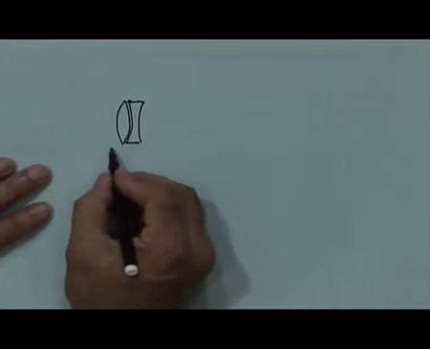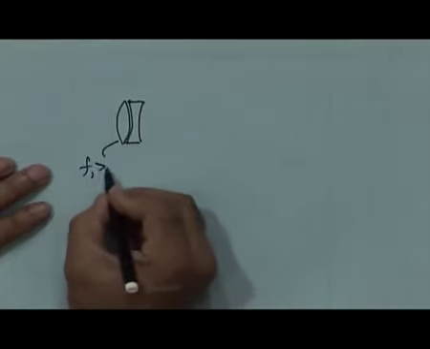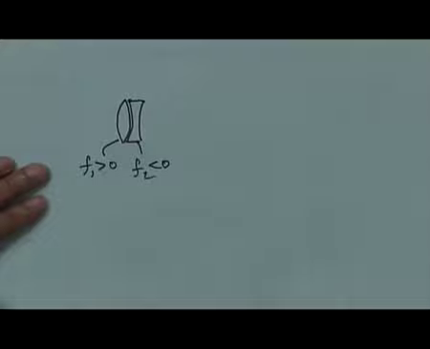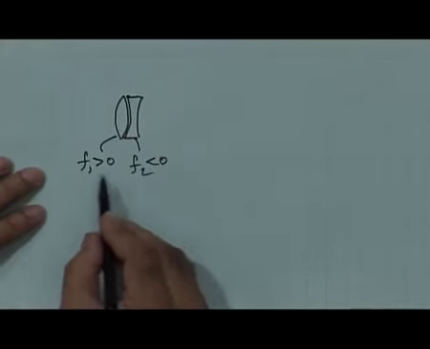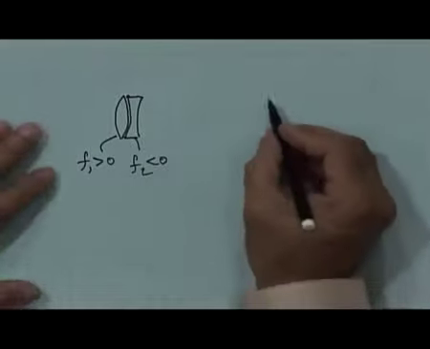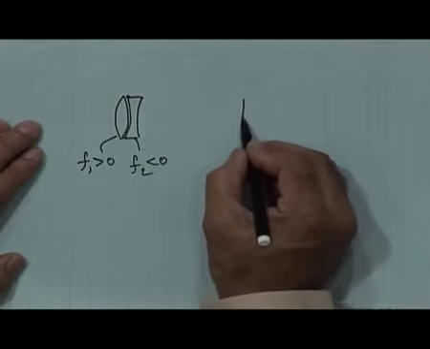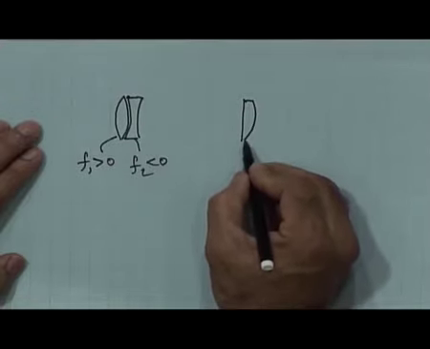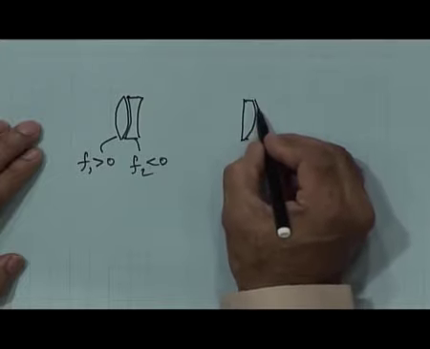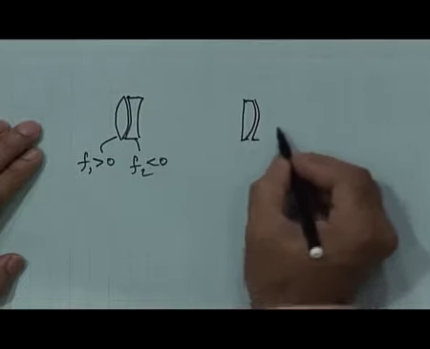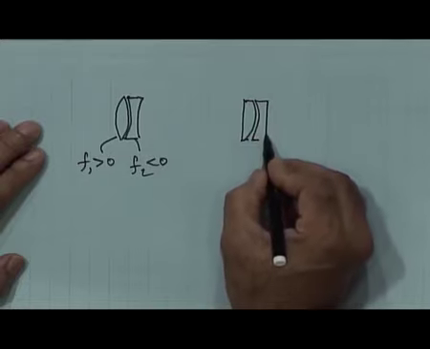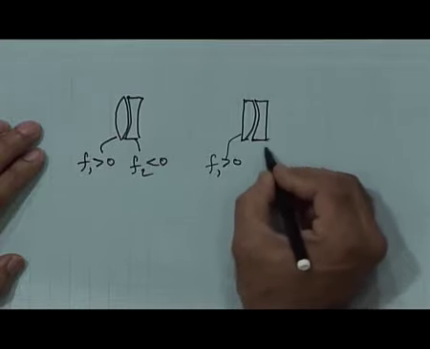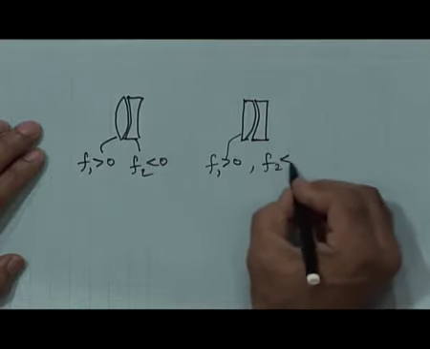So, F1 is greater than 0, but F2 of this lens is less than 0. What about the combination? It will depend on the values of F1 and F2, as we will see. In some cases, we have a plano-convex lens, so on one side it is plane, and on the other side it is convex. We may also have a plano-concave lens, like this. In this case, F1 is greater than 0 again, and F2 is less than 0.